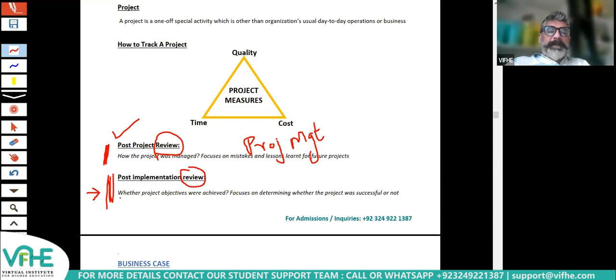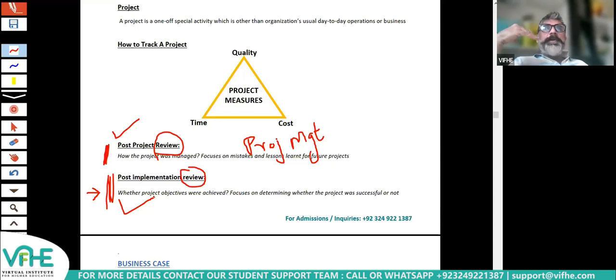The second review, which is done after the project is finished, is called post-implementation review. Here, the focus is not on project management. It's not on how the project was managed. The focus here is to see whether the objective has been achieved or not. So as I said in the start, every project has a purpose. There is a very specific objective due to which we are doing a project.